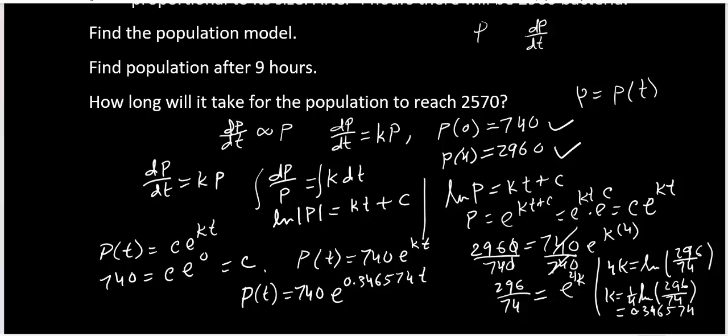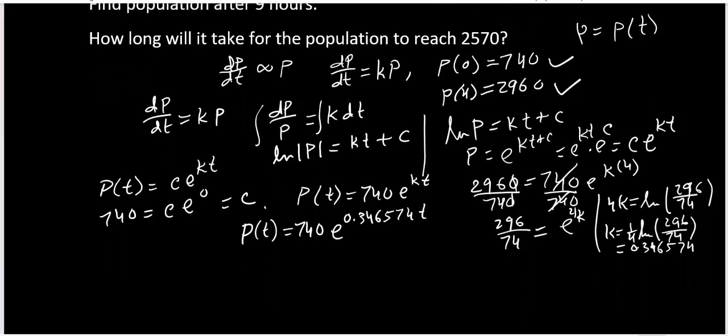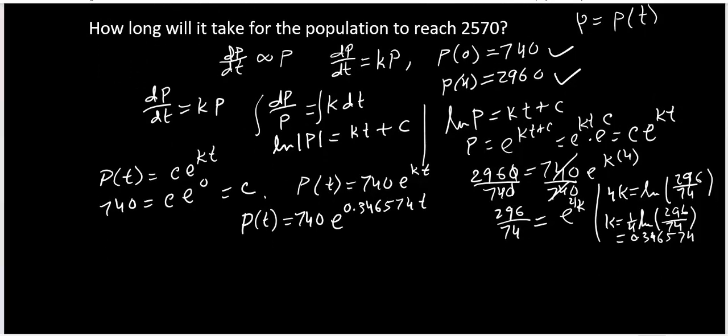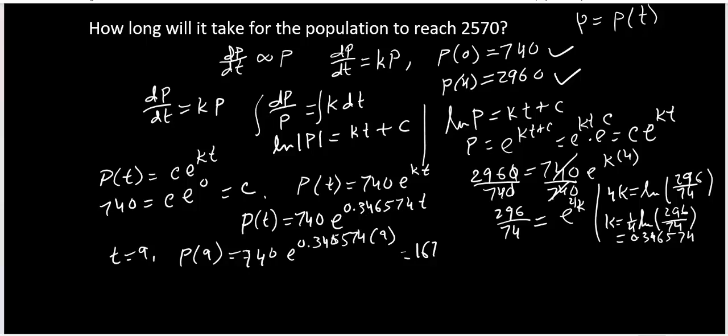Next part is asking what is the size of the population after 9 hours. So after 9 hours means t equals 9. So then P(9) will be 740 e to the 0.346574 times 9. Then you can grab a calculator again, and your answer will come out to 16744.4. I'm rounding to 1 decimal place.